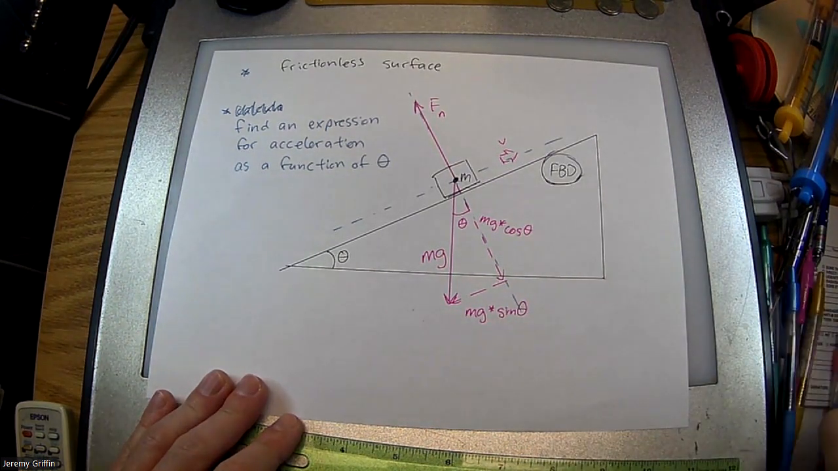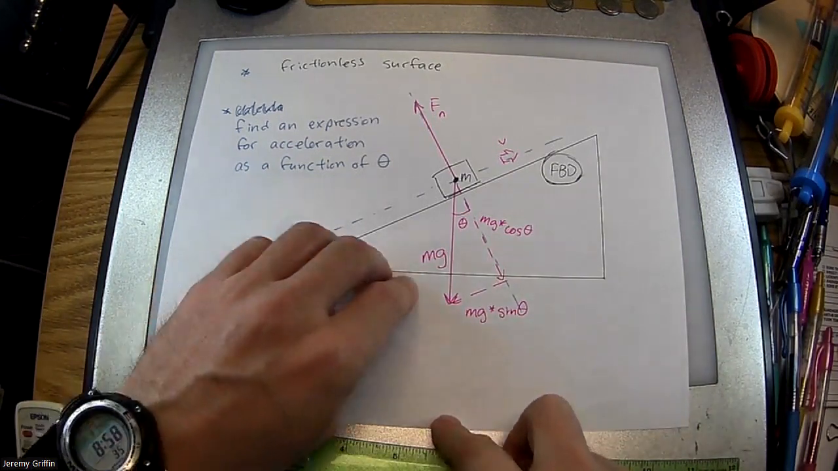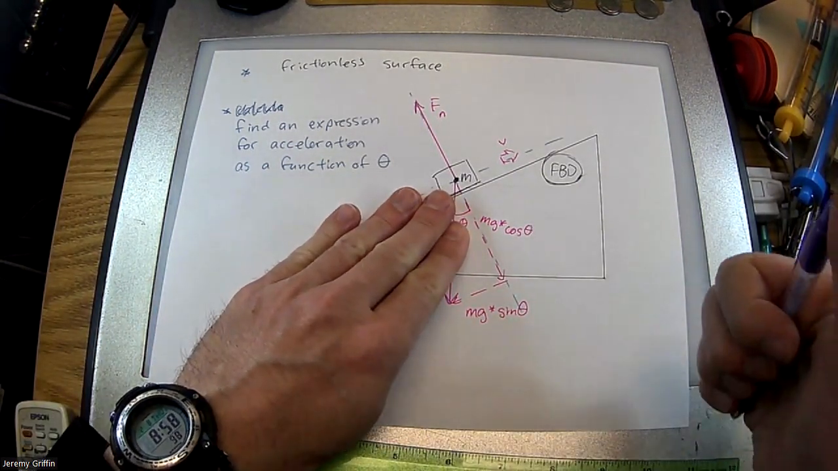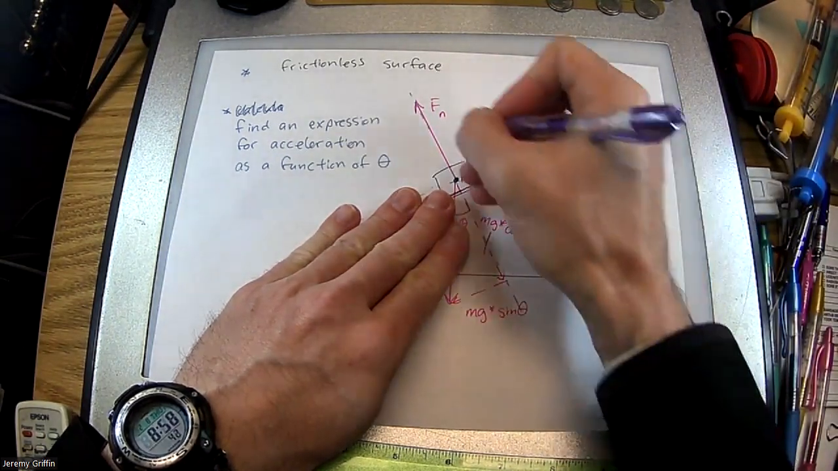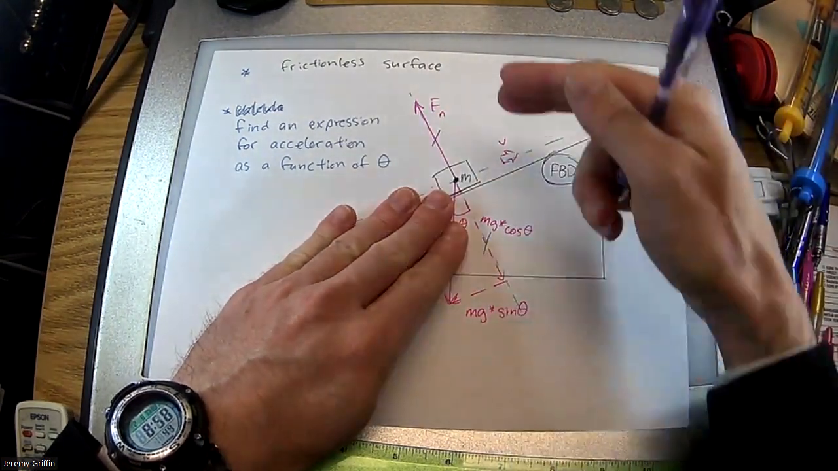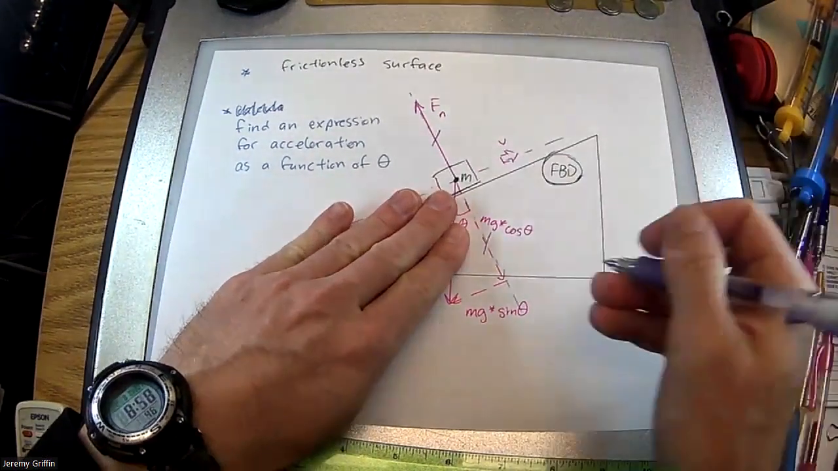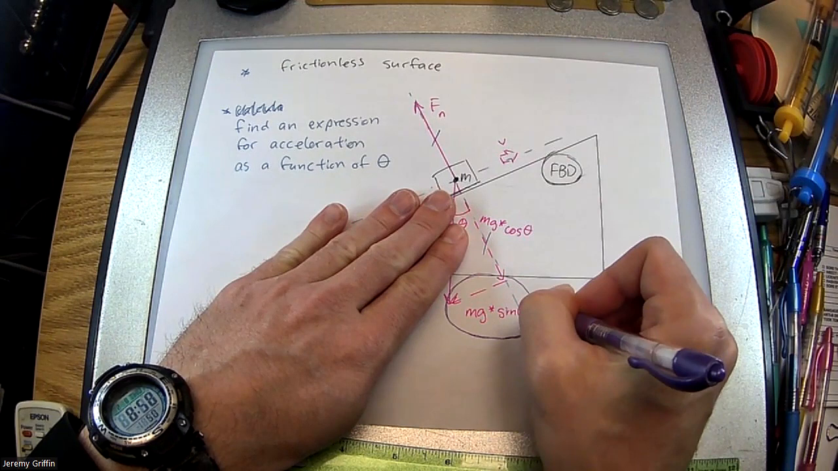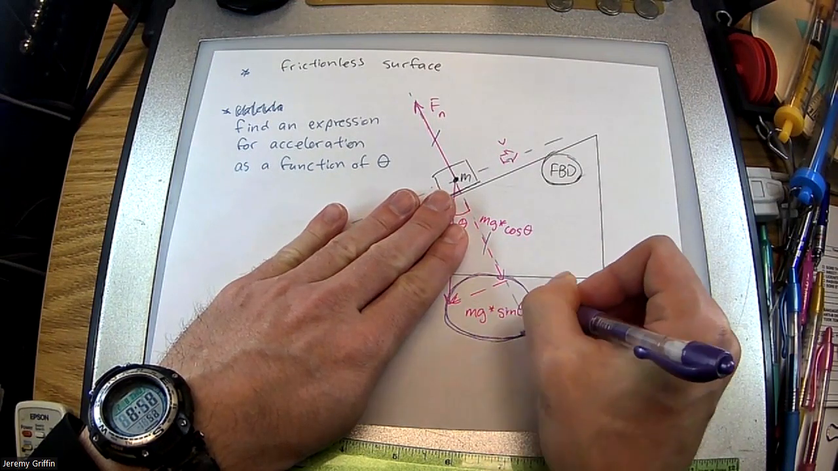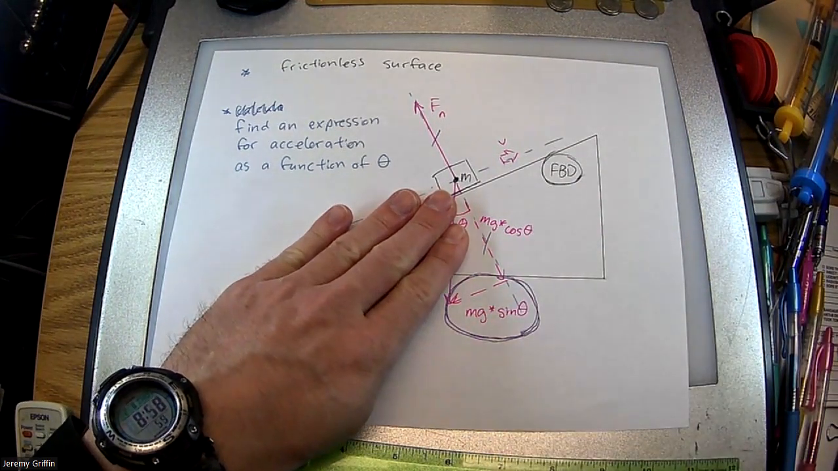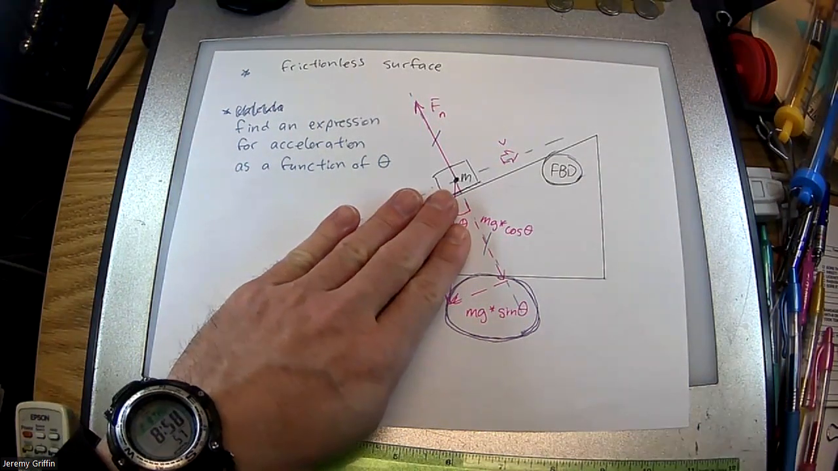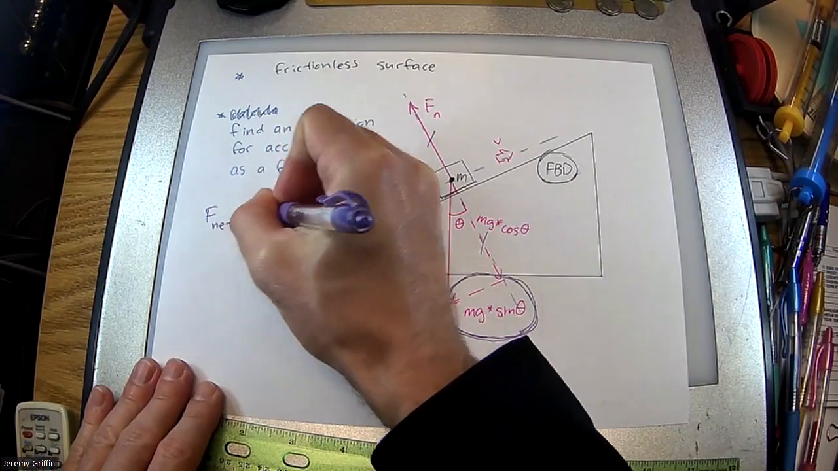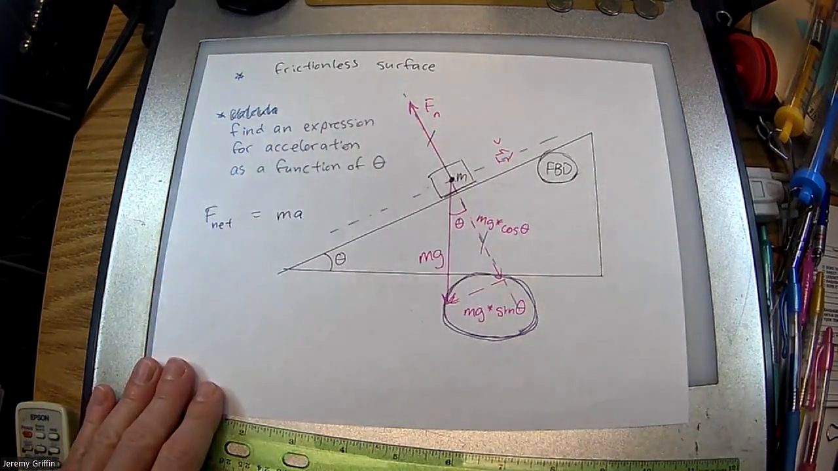So I've effectively replaced the weight in terms of its components. I see that the mg cosine theta and the normal force just balance out, so the block's not accelerating that way. That makes sense. But what about this component right here? Does that, in a sense, represent the net force on that block? That's the net force, isn't it? You guys see that? So I can say net force equals mass times acceleration. That's Newton's second law of motion.